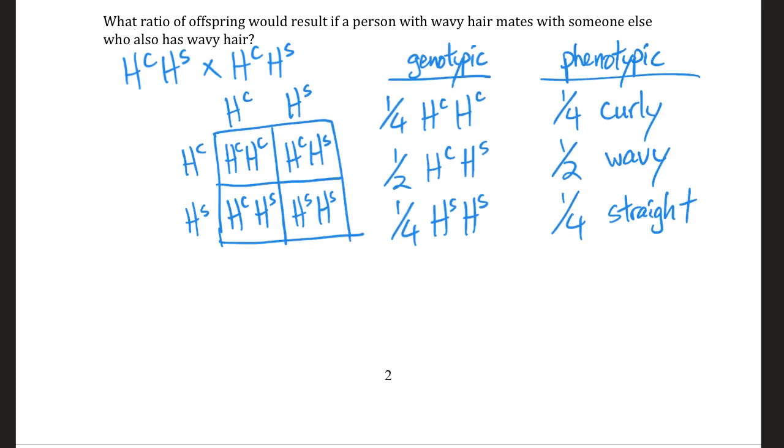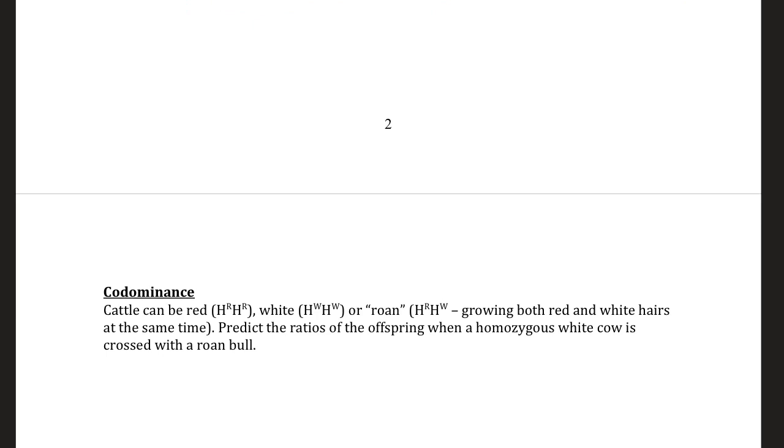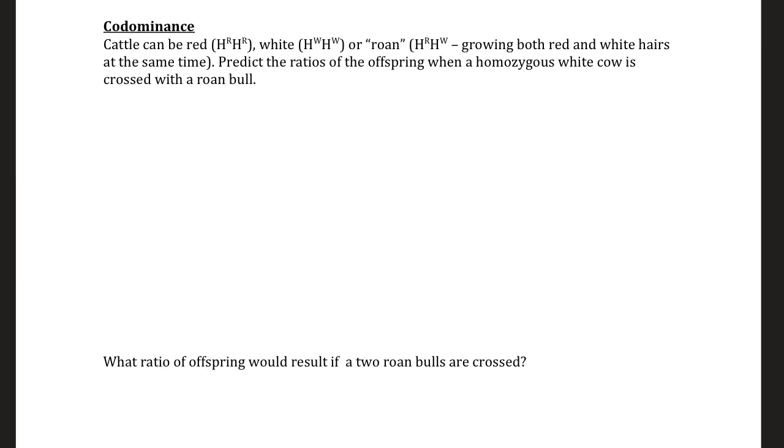All right, so you're going to have 3 different possibilities of phenotypes, because as we explained, for incomplete dominance, both are just as dominant, but you have a mixing effect. So between curly and straight hair, and in this problem, it's wavy. Okay, let's go on to the next question, which is about codominance.